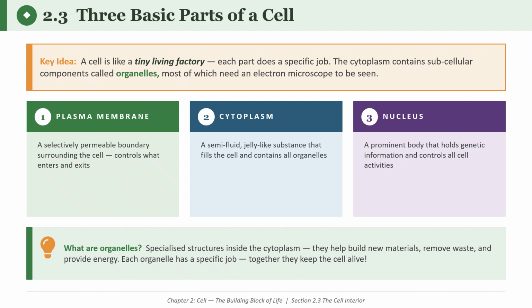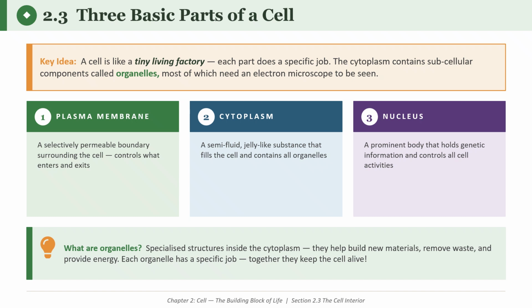A cell can be compared to a well-organized factory where different departments perform different jobs, but all work together in coordination. So we are going to see the three basic parts of most cells. What are the three basic parts of most cells? The first one is the plasma membrane, next is the cytoplasm, and the last one is the nucleus. So these are the three basic parts of most cells. Inside the cytoplasm, there are many organelles that help the cell to survive and also function properly.